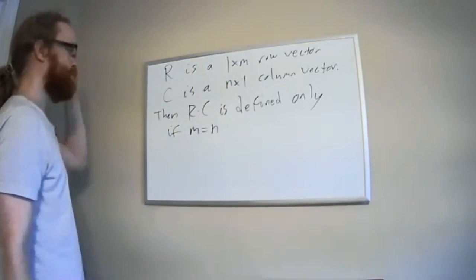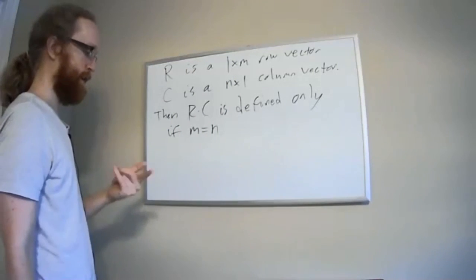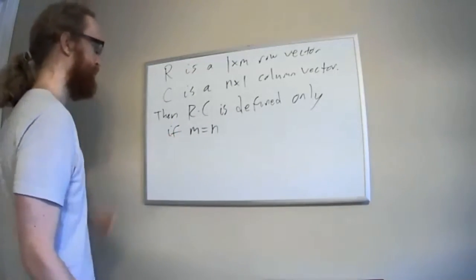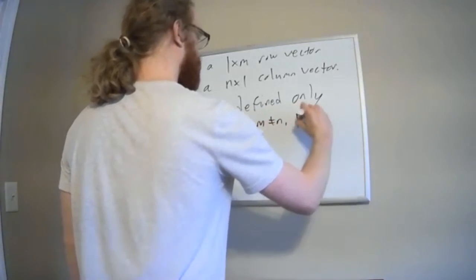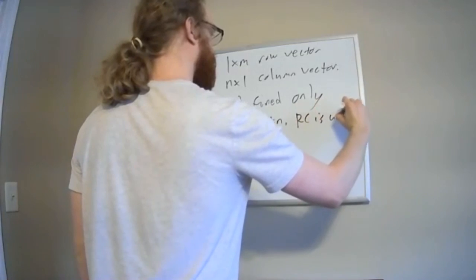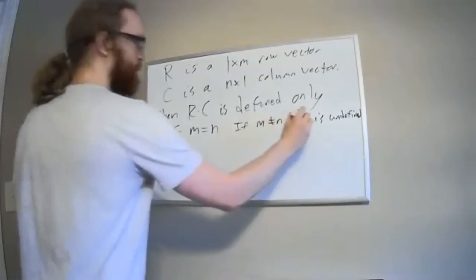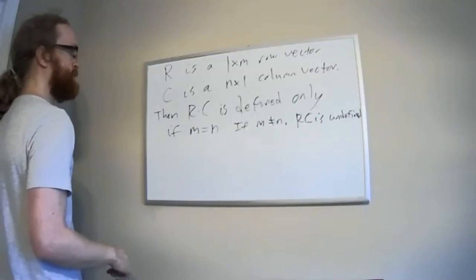Because as you notice, part of our multiplication was pairing up the entries. And so if they don't have the same number of entries, I'm going to have things that I can't pair up. And so it won't make any sense. So it'll actually be undefined. So if m is not the same as n, rc is undefined. You have several exercises on your activity about when matrix multiplication is defined or undefined. So it's good to start thinking about when they're undefined.